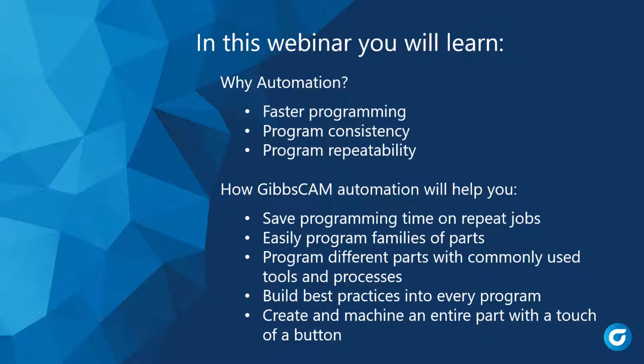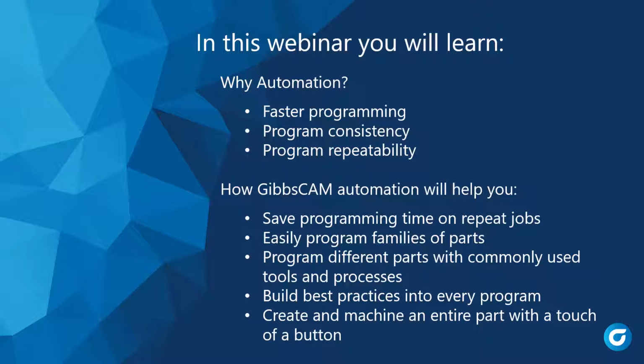So how's this going to help you? Well, again, save programming time on repeat jobs or just jobs in general. If you save processes, if you save speeds and feeds, you save all these things, and you're doing similar type of work, it's going to definitely help you save time in programming. Family of parts. Well, with macros, you can create your own family of parts, whatever that might be. You can create the models, you can create all the programming, all those kinds of things that make family of parts easy to do.